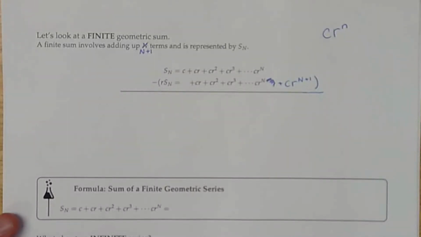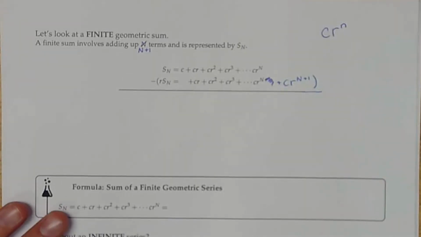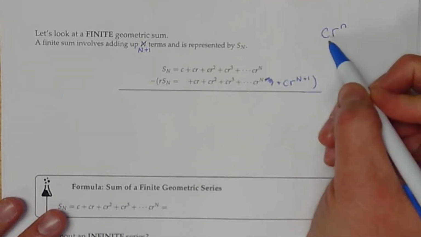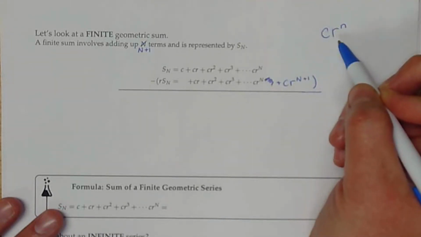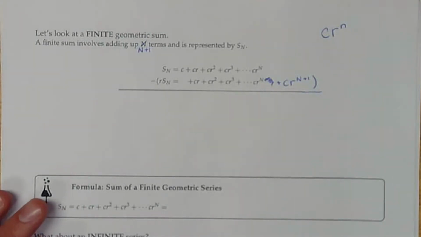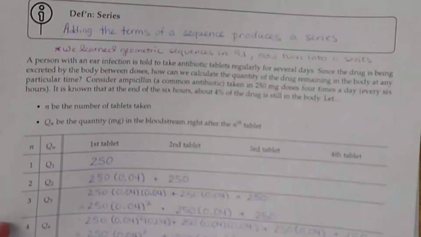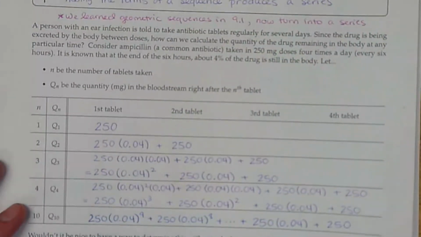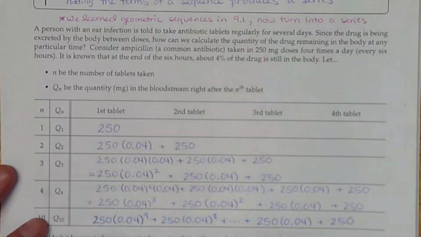Let's look at a finite geometric sum. So you might remember from section 9.1 that a geometric sequence has the form C, our base term, times r to the n, where r is our common ratio. You might not have recognized this, but hopefully you did from the example we just did, that this is a geometric series. So we have our term of C is equal to 250.